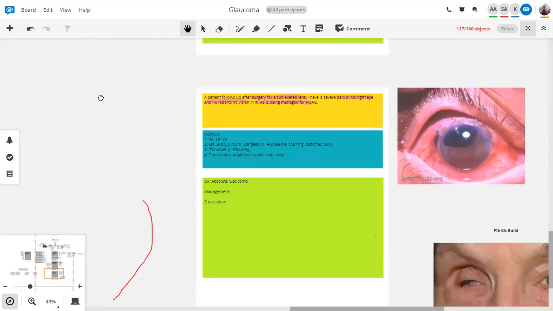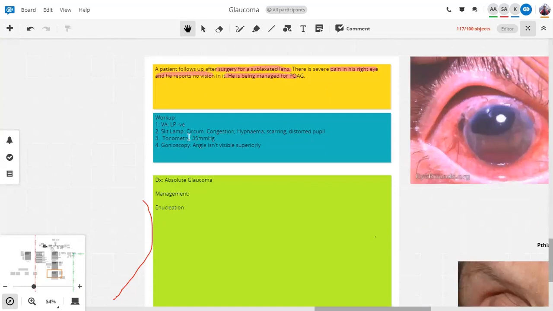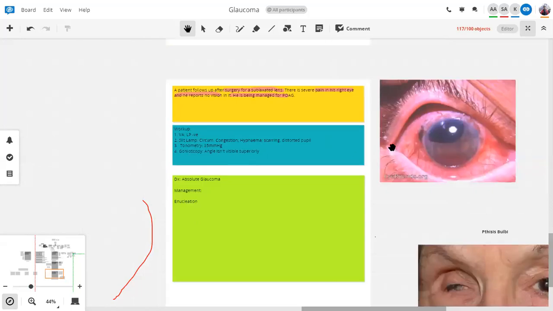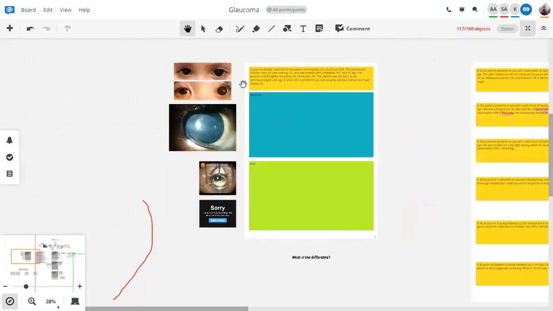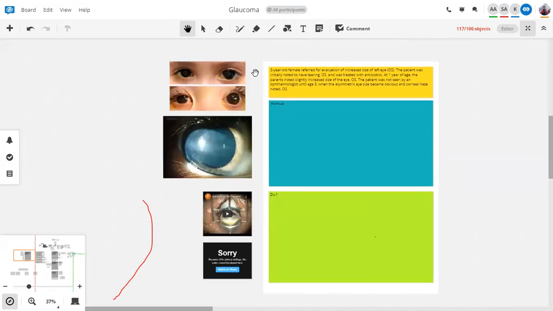In absolute glaucoma, uncontrolled glaucoma, or a severe raise in IOP, it can lead to a painful visual loss, complete visual loss. There's a marked increase in IOP, and if you were to perform a fundoscopy, you would see deep cupping, immensely deep. Management includes a lot of options, but a definitive surgical procedure is enucleation, which means removal of the complete eyeball. So this was absolute glaucoma.